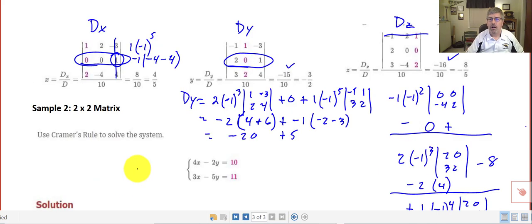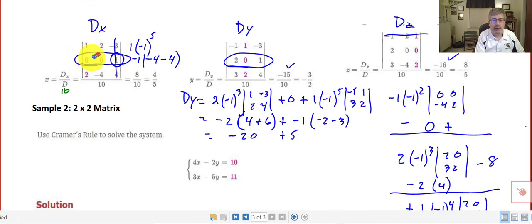To solve for our x's, y's, and z's, we've calculated D. That's going to be 10 for all of our x's, y's, and z's. But now we need to find the determinant for x. So D sub x is this particular matrix. I have placed that in there for us.